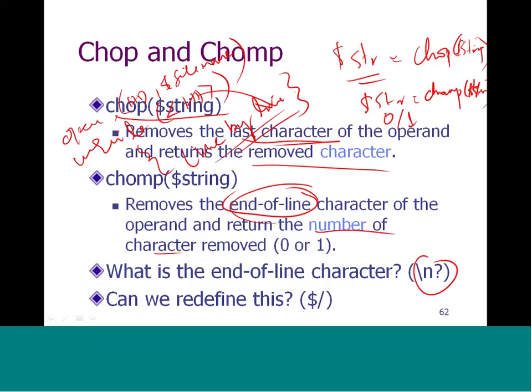Perl actually provides a lot of special characters, one of them is $/. The $/ stores the end of line character. By default $/ is equal to backslash n.